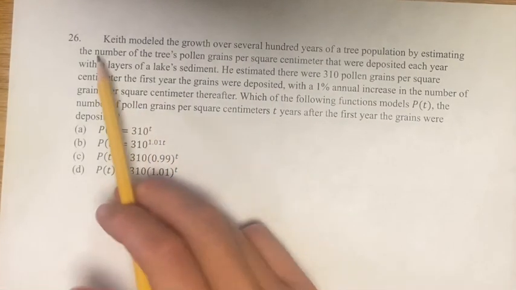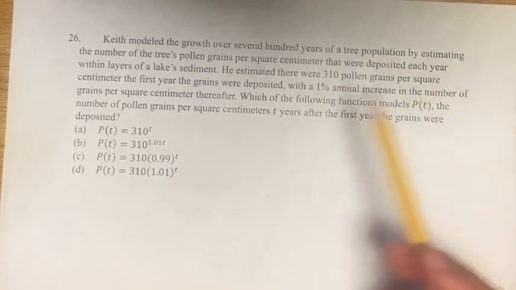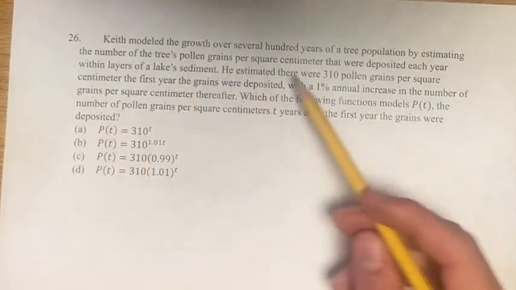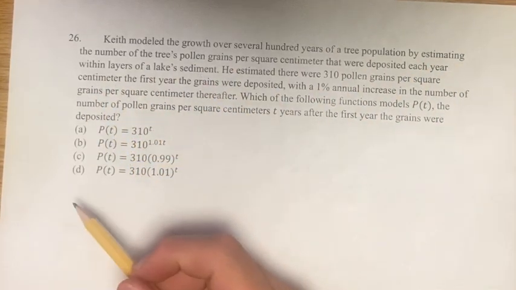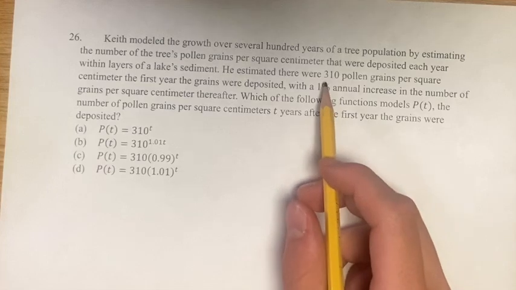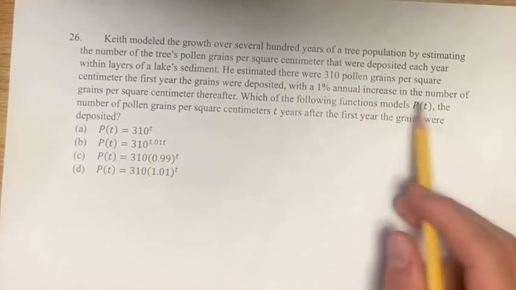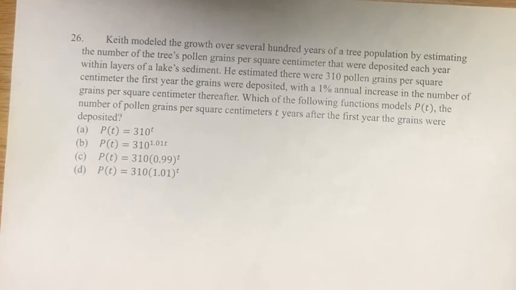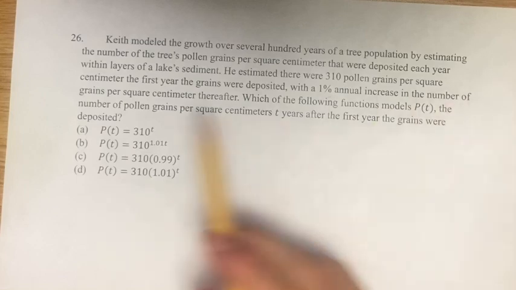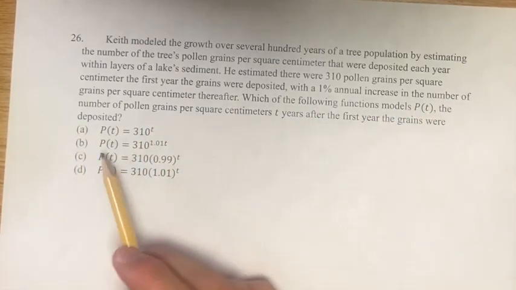In this problem, we're told that Keith modeled the growth over several hundred years of a tree population by estimating the number of trees' pollen grains per square centimeter that were deposited each year within layers of a lake sediment. He estimated there were 310 pollen grains per square centimeter the first year, and there was a 1% annual increase in the number thereafter. We're asked which of the following functions models P of t, the number of pollen grains per square centimeter, t years after the first year the grains are deposited.